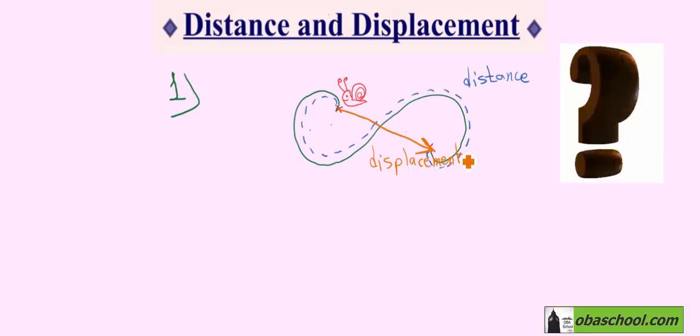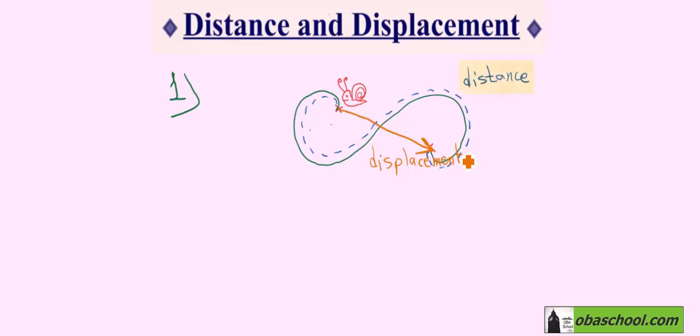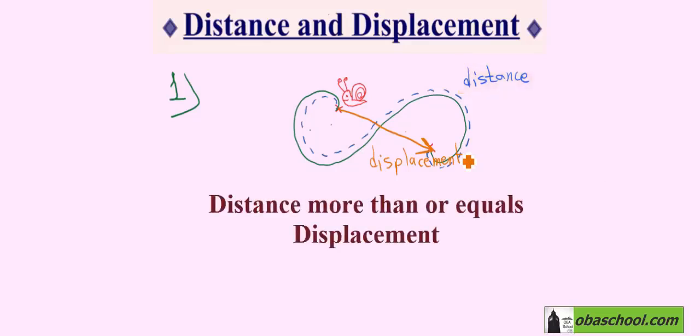But which is the longer path? It is clear that the blue line is longer than the orange line, and usually the distance is either equal to the displacement or larger than it.